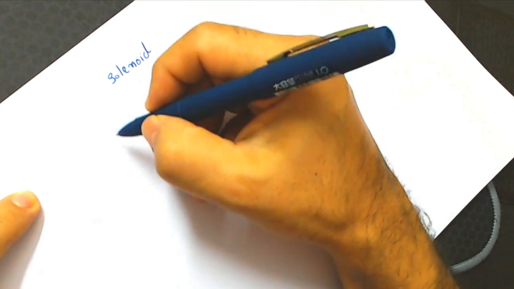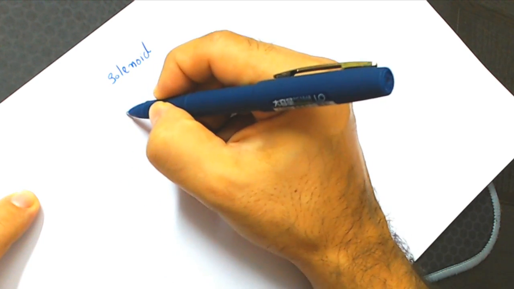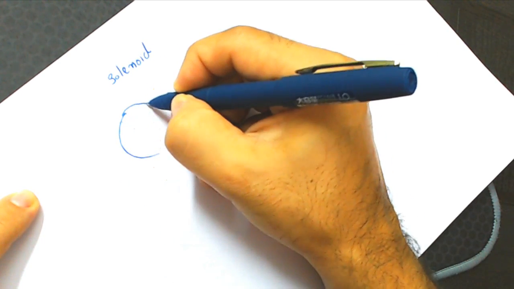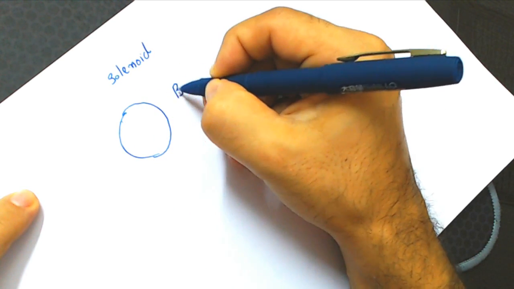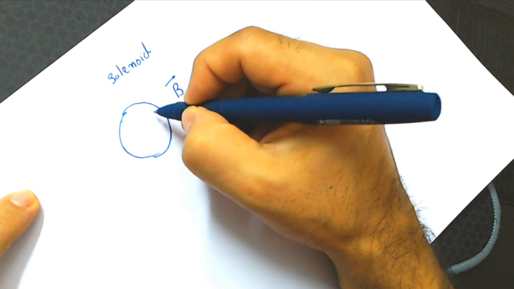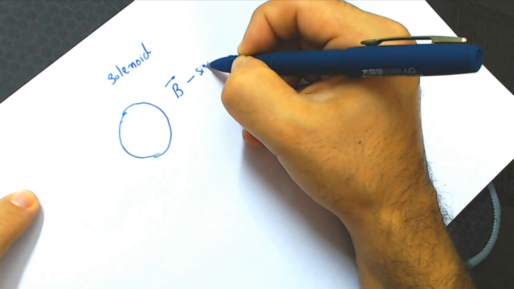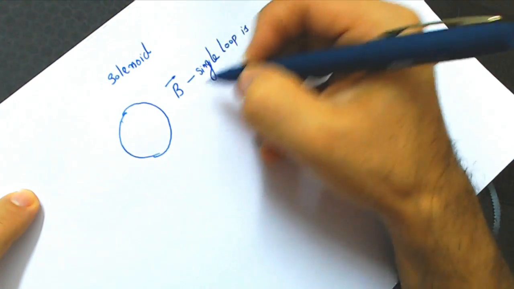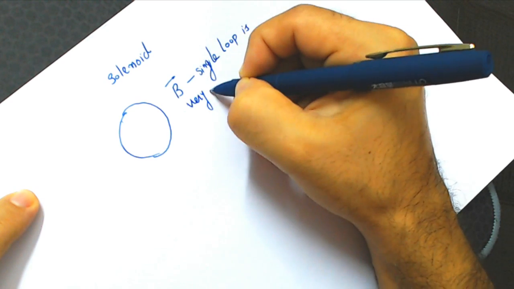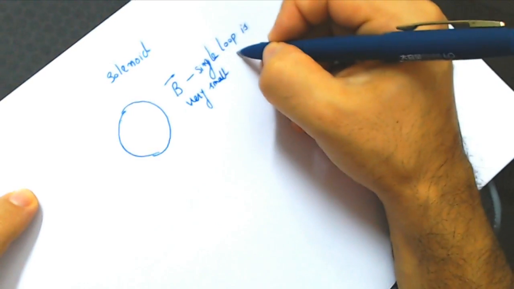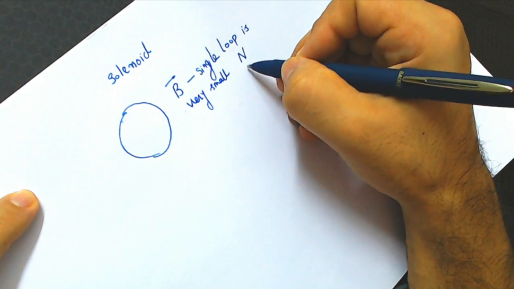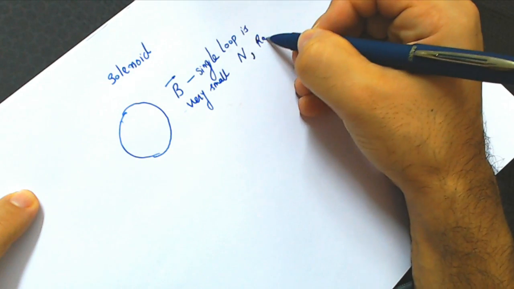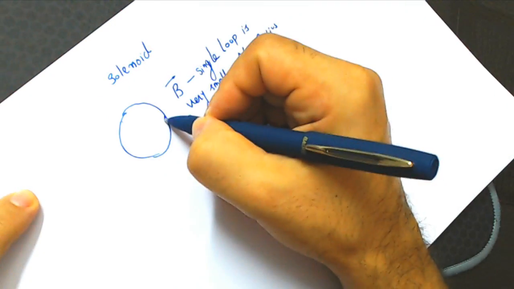Now, if you take a single loop, which is something like this, and you make current go through this, the amount of magnetic field you can produce is very limited. If you have a single loop, the magnetic field due to a single loop is very small, because your number of turns is just one, and it's dependent on obviously the radius and the amount of current you pass through this.